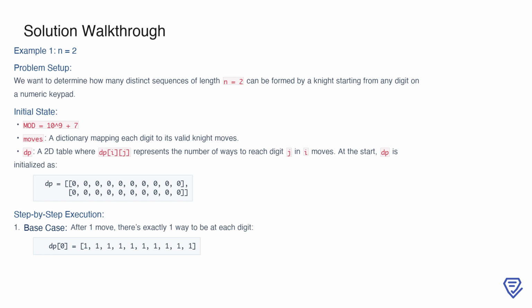Next, we define a dictionary called moves that maps each digit to its valid knight moves based on the keypad layout. Then, we create a 2D table called dp, where dp[i][j] represents the number of ways to reach digit j after i moves. Initially, this table has all entries set to 0. For the base case, after one move, there is exactly one way to be at each digit, so dp[0] is initialized to an array of all ones. This gives us a starting point to calculate the sequences for longer lengths.